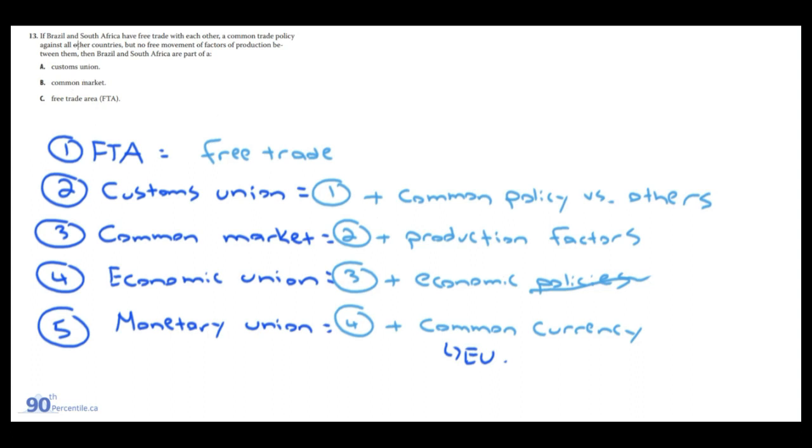Anyway, coming back to the question, if Brazil and South Africa have free trade with each other, so they've got this, a common trade policy against all other countries, got this, but no free movement of factors of production between them, so they don't have this. So by definition, they're going to be a customs union, which is your answer.